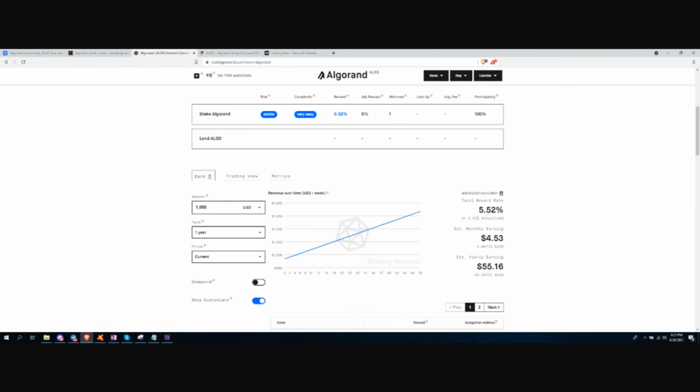So in this particular case, everything is staking at about 5.52%. If you wanted to invest into this, you can just put in how much money you're going to put into it. For example, some people put USD, which is like right now, if you put $1,000 into it, you'd get $4.53 back.